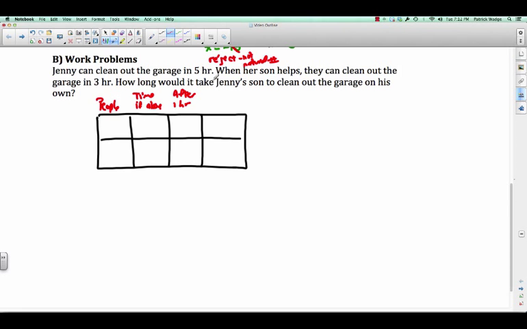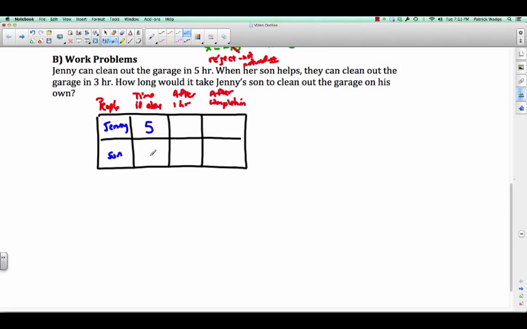And you're going to put how much they personally did after completion, like after the whole job is done. Alright, so the people in this case are Jenny and her son. The time it takes if alone: Jenny can clean up the garage in 5 hours, so if Jenny works by herself, it's 5 hours. When her son helps, they clean up the garage in 3 hours. How long would it take Jenny's son to clean up the garage on his own?